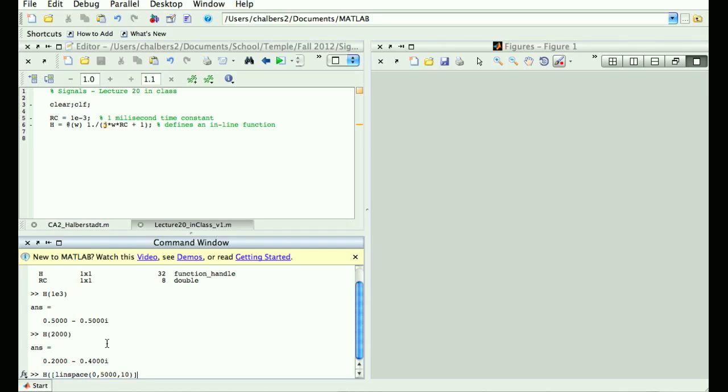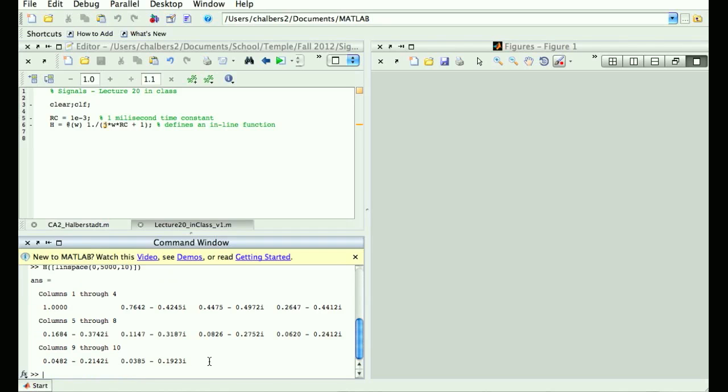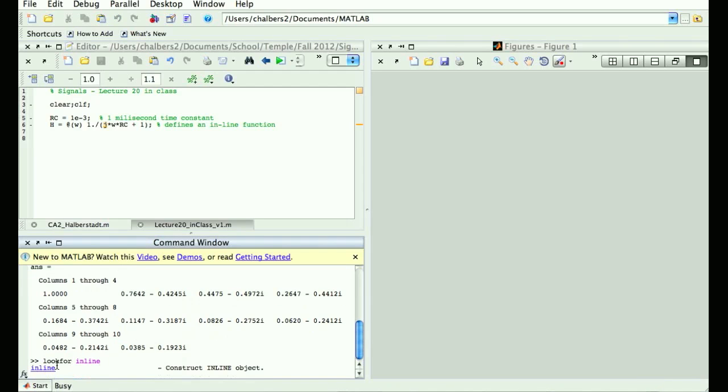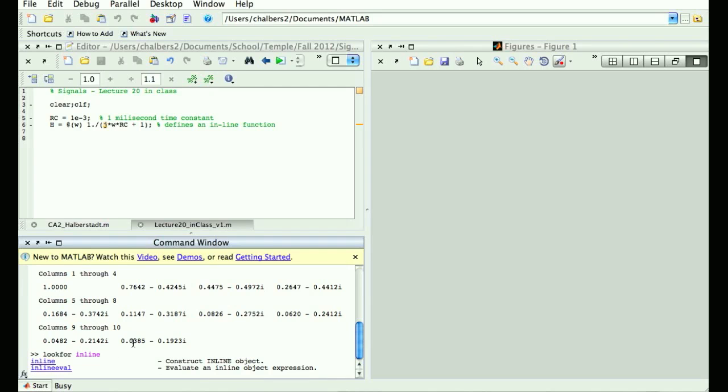Yes, sir? What's the MATLAB term for that, in case I wanted to look it up? It's an inline function, I think. Let's see. Look for inline. Yeah, you can also do it with the inline function. Okay. All right.